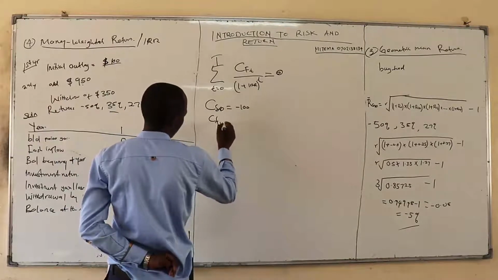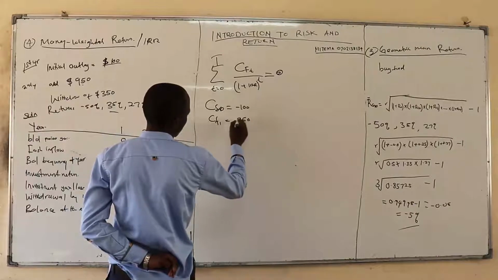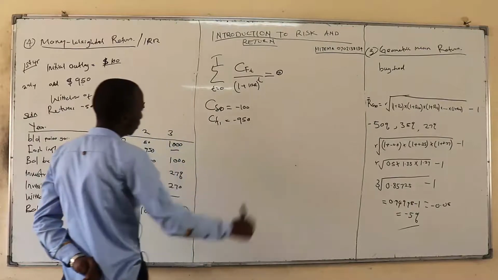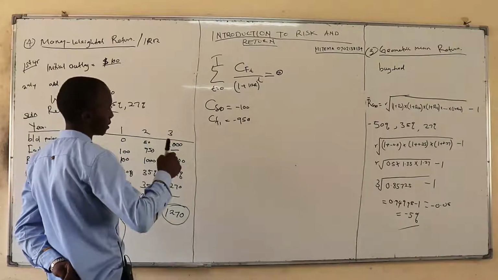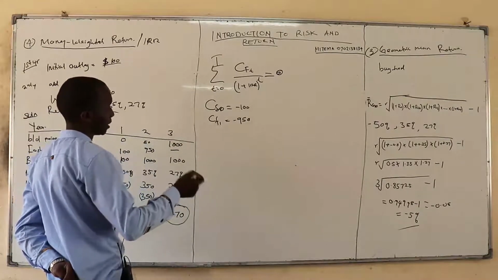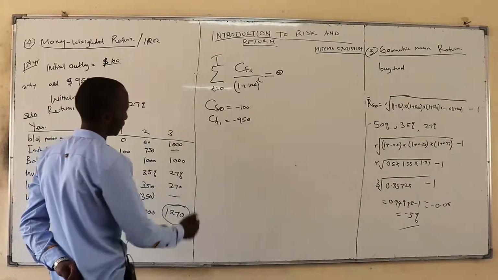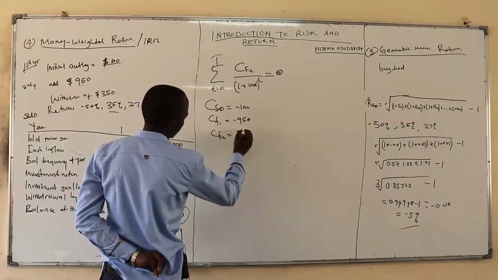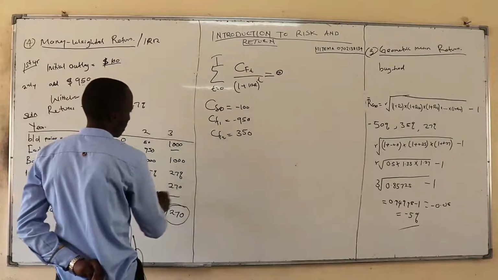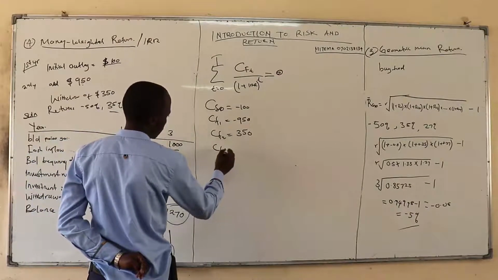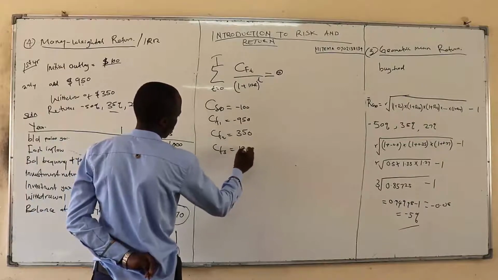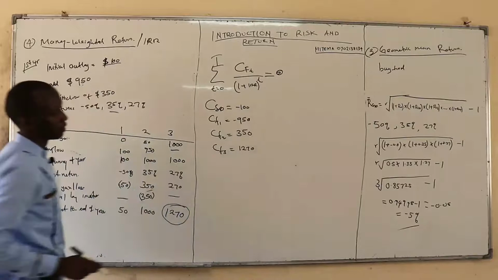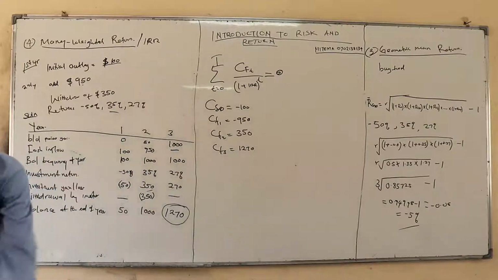So the cash flow from the initial one is 100. The cash flow is 950. So it was money that the investor invested in the mutual fund. In other words, he gave out money. And then there was another cash flow of 350 from the gain. And then the final one, which is 1,270, is an addition of the initial and the capital gain, because this is the last holding period. So we equate this into a return.